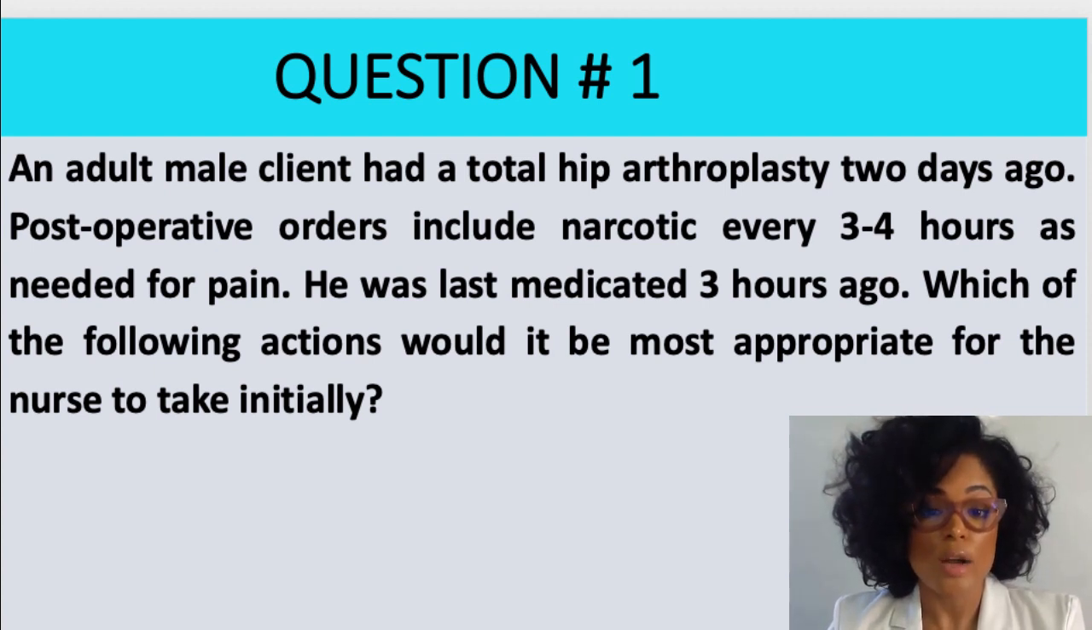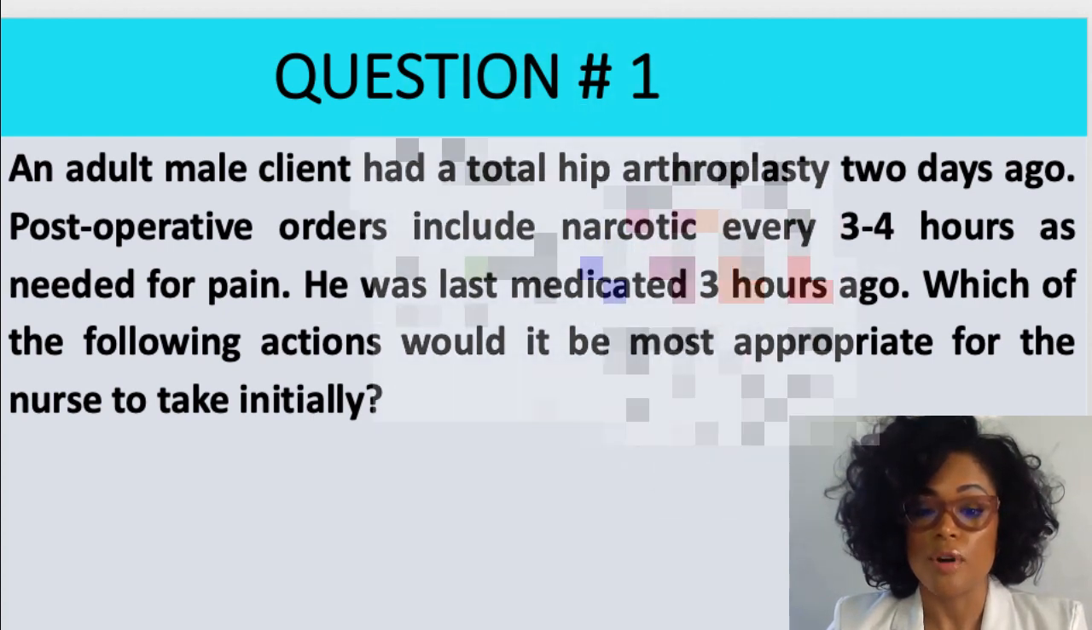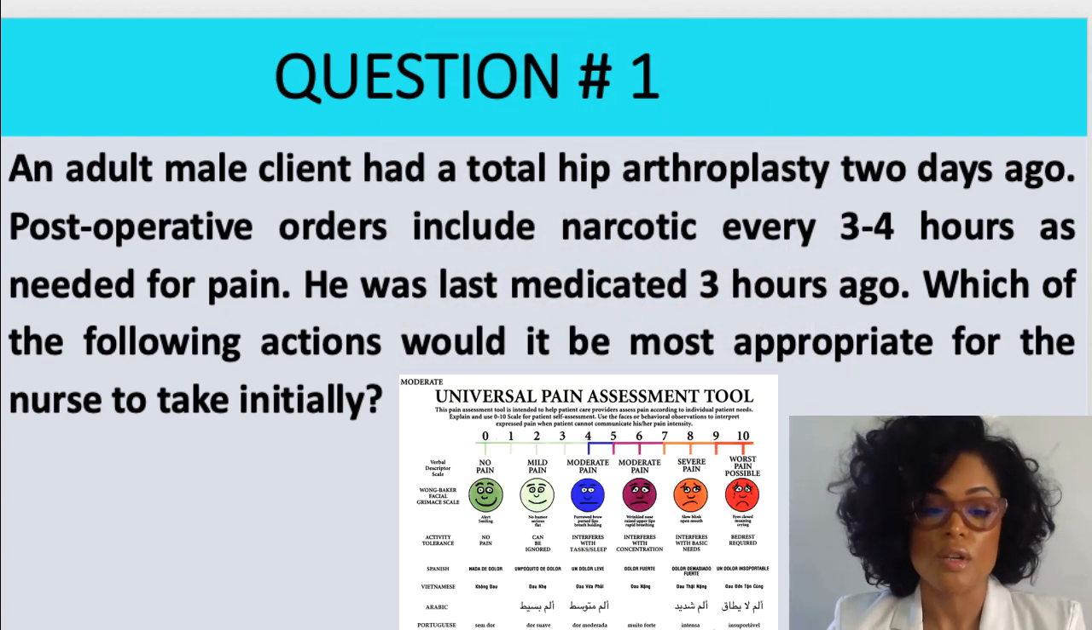So look at this question and start thinking about all of the strategies we've reviewed so far and what it is that they're asking you before I put up the slide with the choices. It's telling you that 2 days ago, this patient had a total hip arthroplasty. The orders include providing the patient pain medication every 3 to 4 hours, and that is the interval. He was last medicated 3 hours ago. Which of the following actions would it be most appropriate for the nurse to take initially?